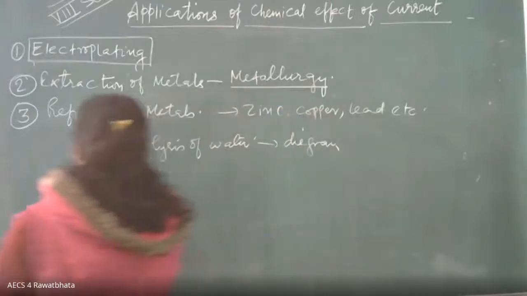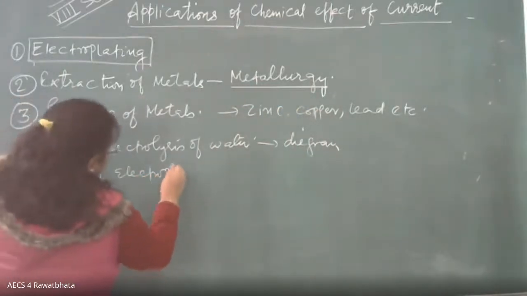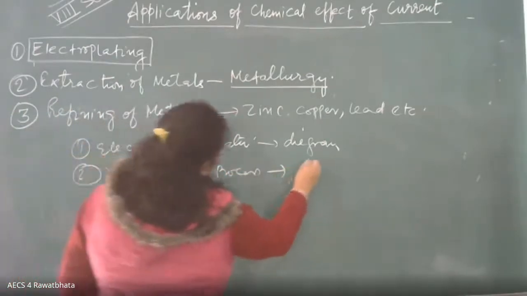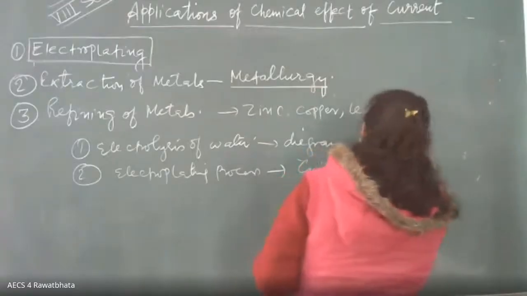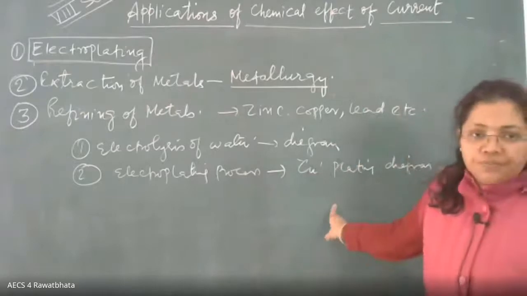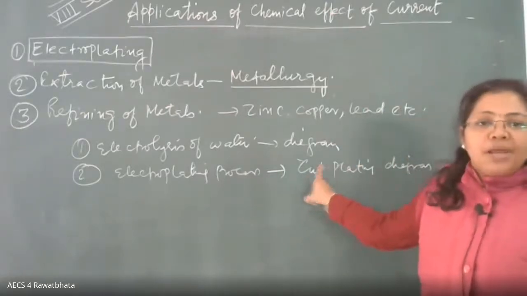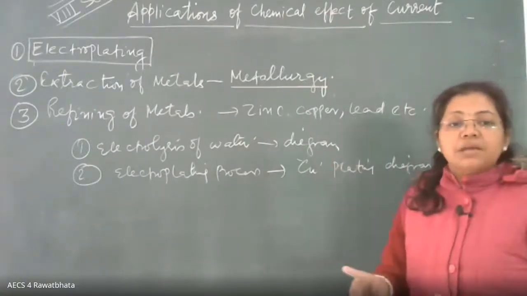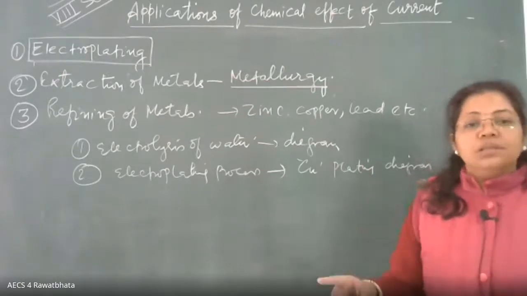Second is electroplating. Electroplating process. So here you have one copper plate diagram that you have to practice. Don't say later that madam did not tell us. So this diagram you have to practice for the electroplating process. In the complete diagram, you have to show 2 copper plates, electrolyte and all that.